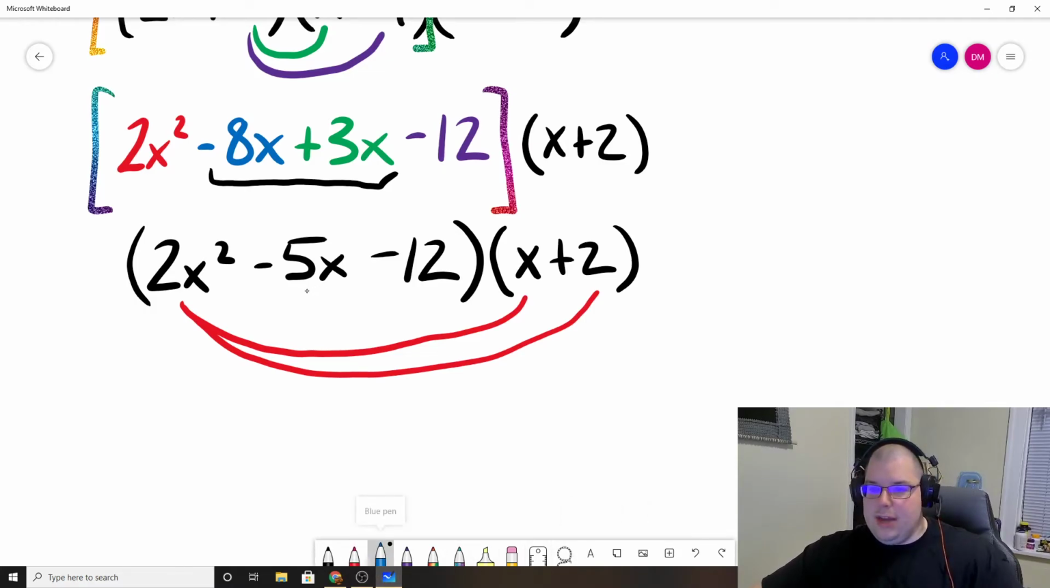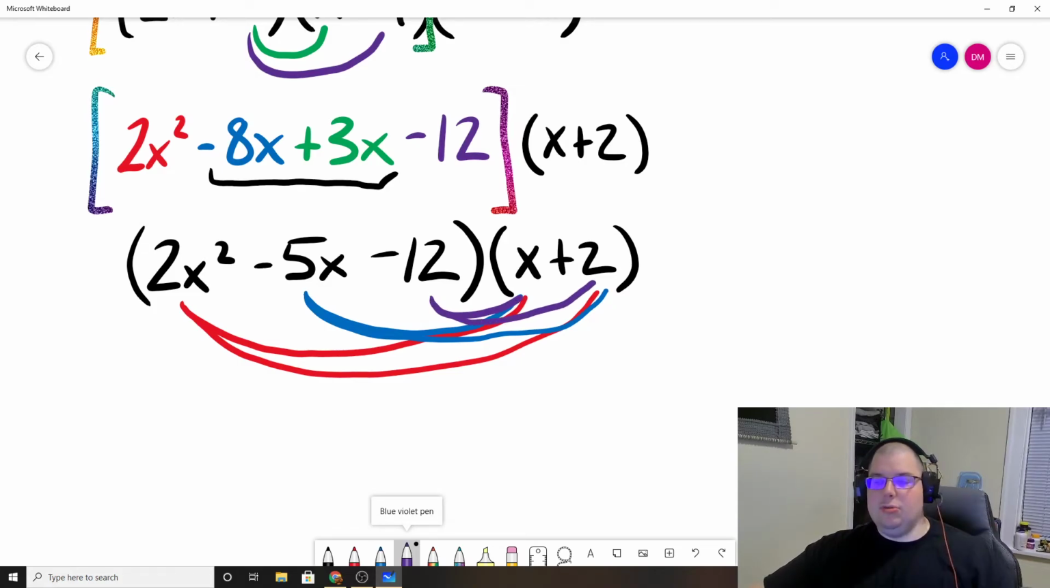And then we would do negative 5x times x and then times the 2. And then we would have to do negative 12 times x and then times the 2. We could think of the distribution that way, where I take each of the terms in the first polynomial and multiply it by each of the terms in the second polynomial.